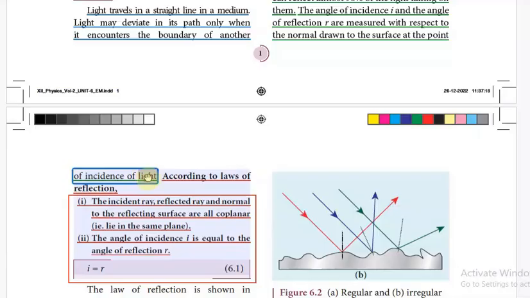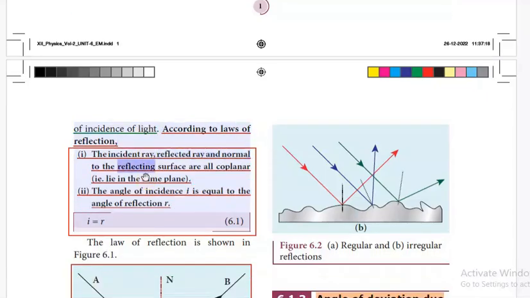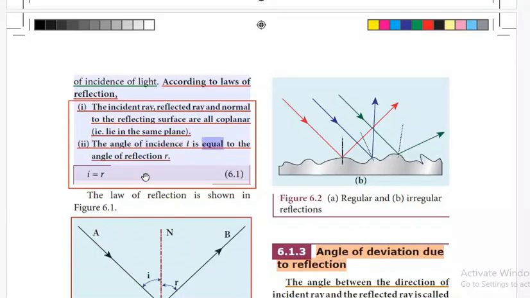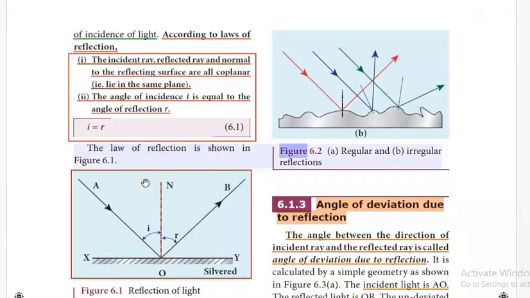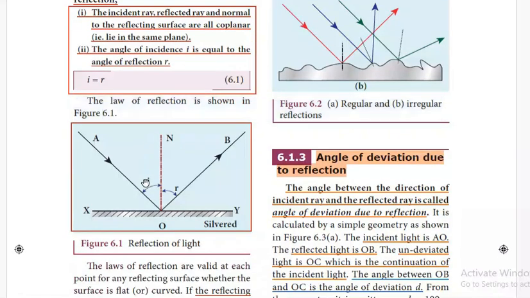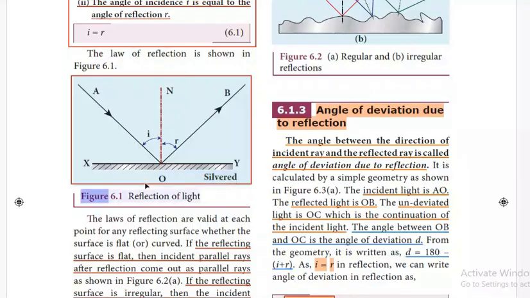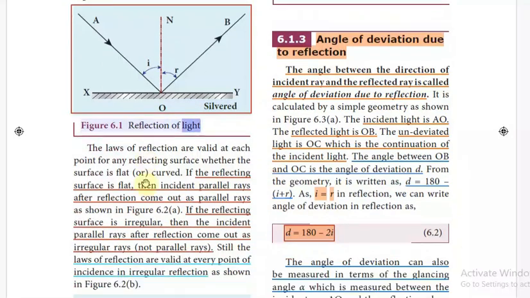of incidence of light. According to the laws of reflection: 1. The incident ray, reflected ray and normal to the reflecting surface are all coplanar, i.e. lie in the same plane. 2. The angle of incidence i is equal to the angle of reflection r, that is, i equals r. The law of reflection is shown in figure 6.1: a. Regular and b. Irregular reflections. Figure 6.1 Reflection of light.